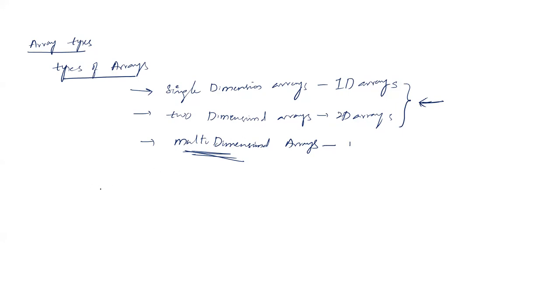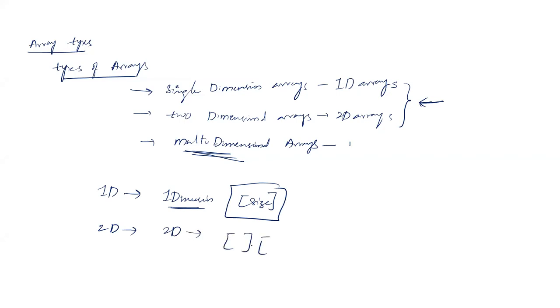So what is a 1D array? A 1D array has only one dimension, so only one size will be there. A 2D array has two dimensions, so two sizes will be there, size one and size two. The first one is the row size, the second one is the column size, so we mention both the row and the column. Multi-dimensional arrays have multiple sizes. We are not going to discuss that, but we will discuss 1D and 2D. So this is about the types of arrays: single dimension, two dimension, and multi-dimensional arrays.